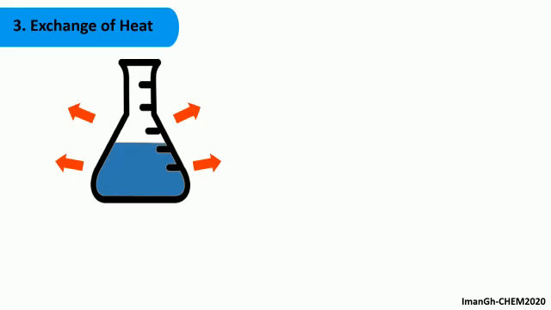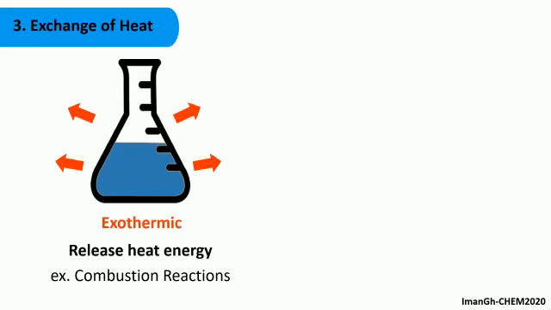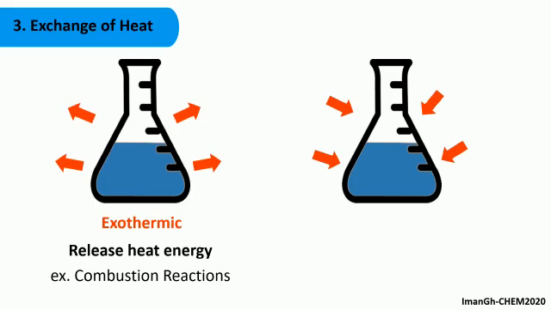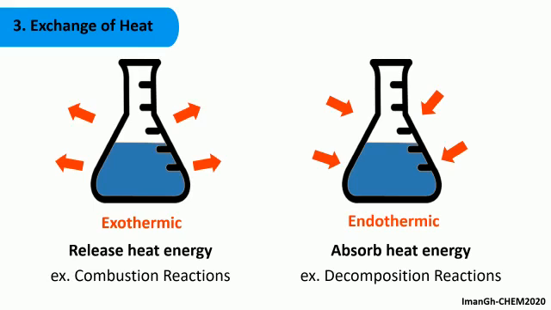A chemical reaction can produce heat energy, then it is called exothermic reaction, such as combustion reactions, for example burning of wood. Or a chemical reaction can absorb heat energy, and it is called endothermic reaction, for example decomposition reactions that involve the breaking down of a chemical. These reactions require heat to take place.